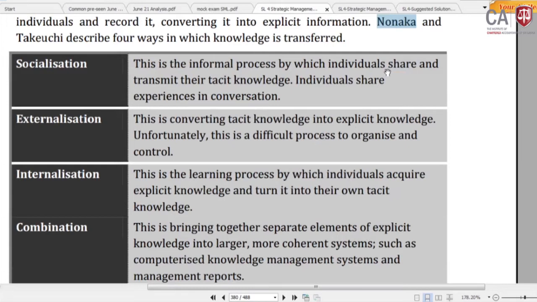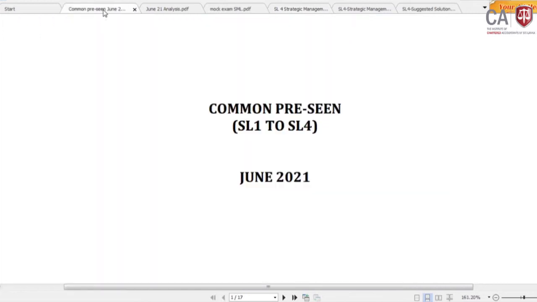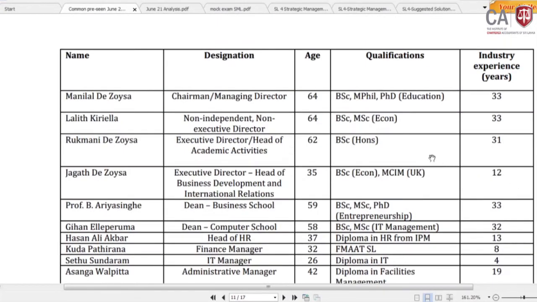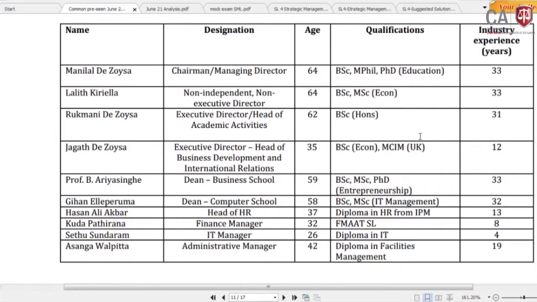If you look at the socialization strategy, do you have an opportunity to apply it for the given scenario? What do you think, right? If you look at the pre-seen information given, and the employee information, there are so many experienced people at the board level. For example, Manila has 33 years, Lalit also the same, Rukmali 31 years, Professor B. Arya Singh 33 years, Gihan, head of computer school, 32 years of experience, right. So, they have so much experience in the industry.